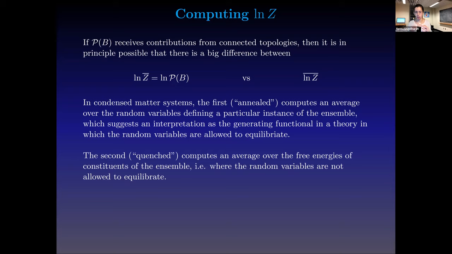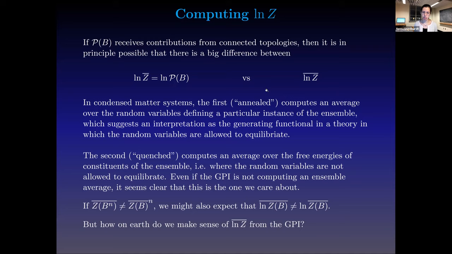So in condensed matter systems, this first quantity is called the annealed free energy, and it computes an average over the random variables that define a particular instance of an ensemble. Now, this is suggestive of an interpretation as the generating functional in a theory in which random variables are allowed to equilibrate. The second one is called a quenched free energy, and it computes an average over free energies of constituents of the ensemble. So in other words, where the random variables are not allowed to equilibrate. And this second one is, it seems like what we want.